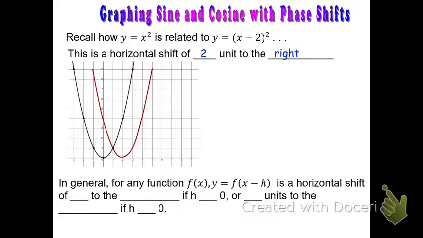In general, anytime you have a function f of x, y equals f of the quantity x minus h is going to be a horizontal shift. In particular, with the parentheses, if you see x minus a number, we're going to move h units to the right. This is any time h is greater than 0. If you have that positive number substituted in, you're going to get x minus something, and that's going to tell you a horizontal shift to the right. Now, if you substitute a negative number in for h, x minus a negative becomes x plus, in which case you get h units to the left if h is less than 0.